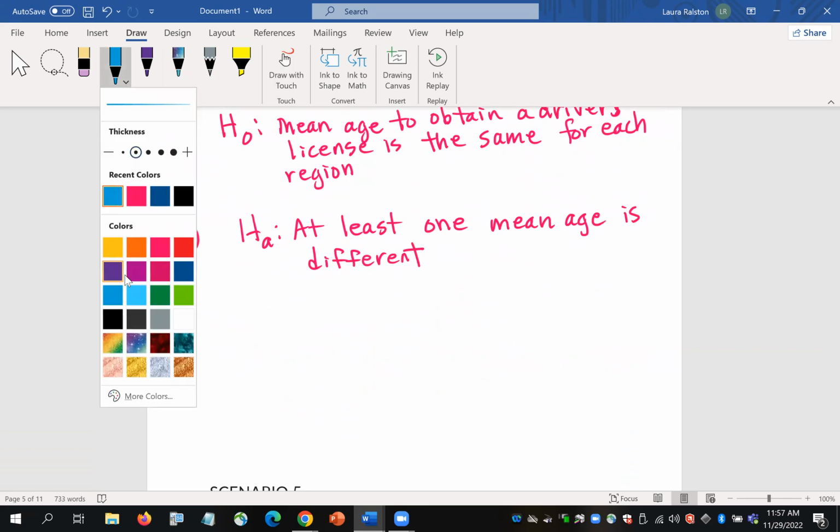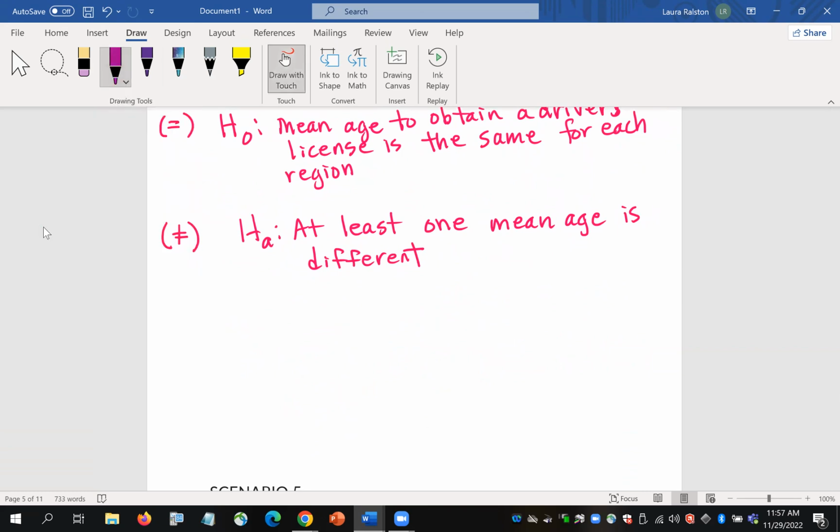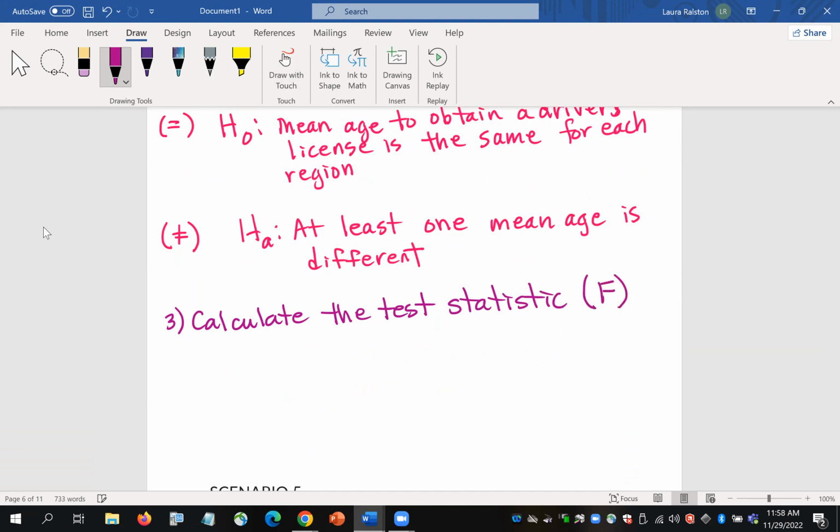Then step 3, we calculate the test statistic for Anova. Remember, that's the F, and its p-value. So we need to enter the data. We pretty much have to recreate that table that was given in the problem in Minitab.